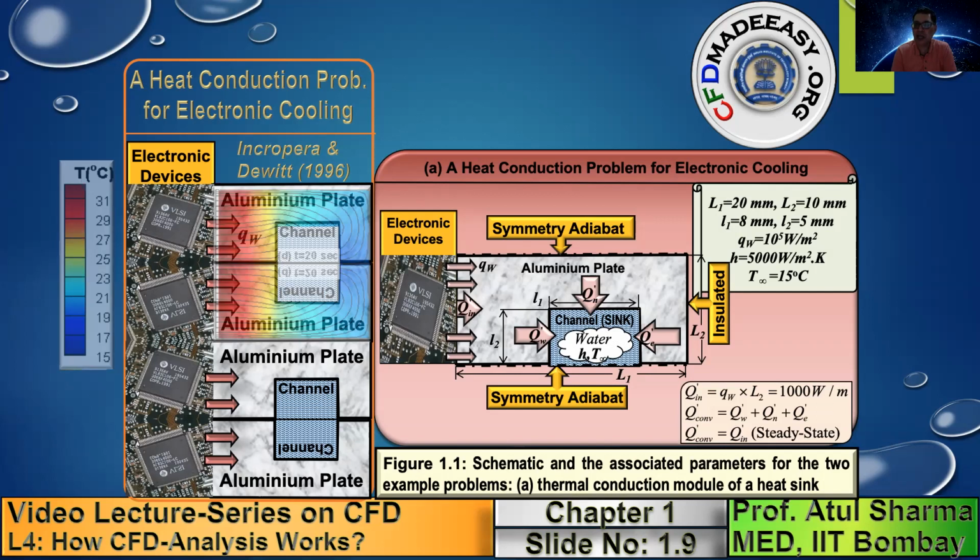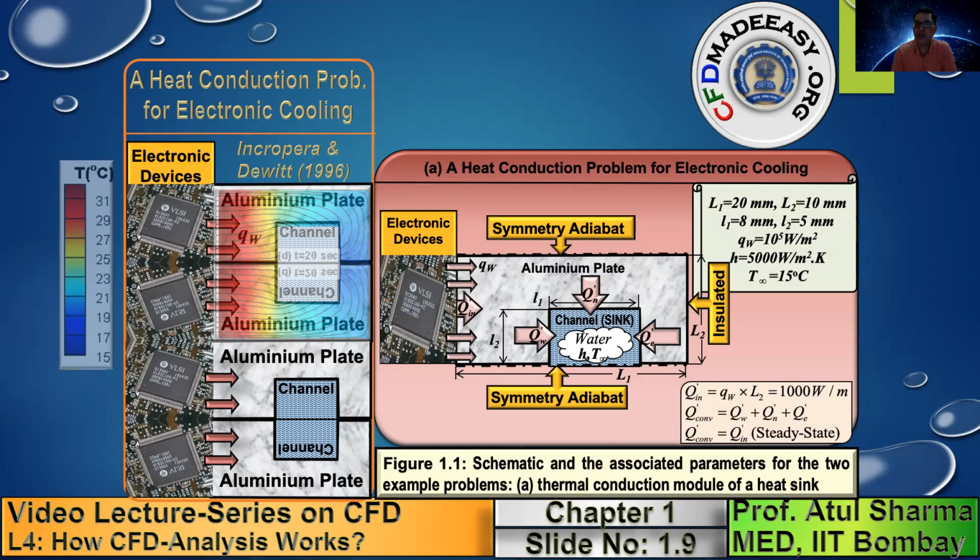So from this calculation, when you take the product of the heat flux with the height of the aluminum plate, you get 1000 watt per meter. Sorry, 1000 watt per meter dimension of this aluminum plate perpendicular to the plane in which it is shown. So 1000 joule per second is entering into this aluminum plate, considering the dimension of the aluminum plate perpendicular to this plane as unity.